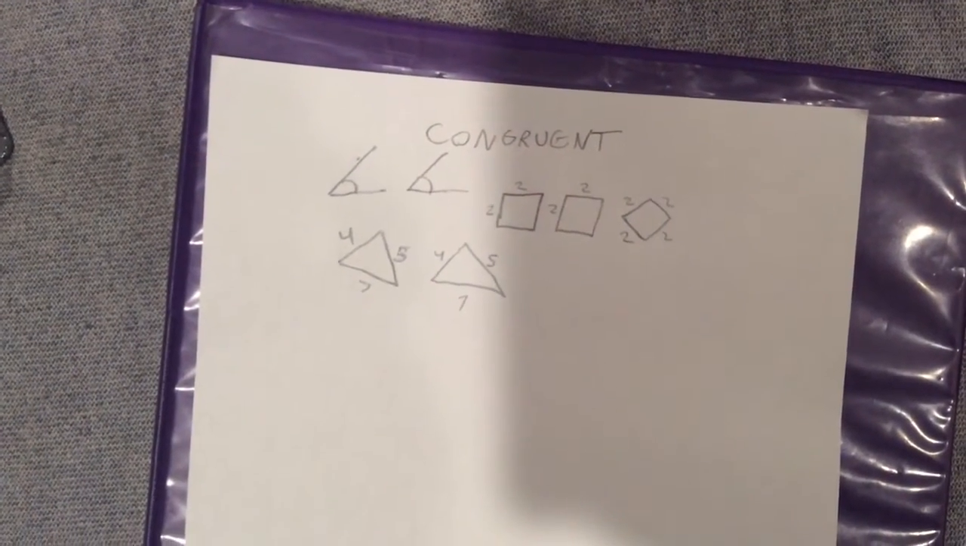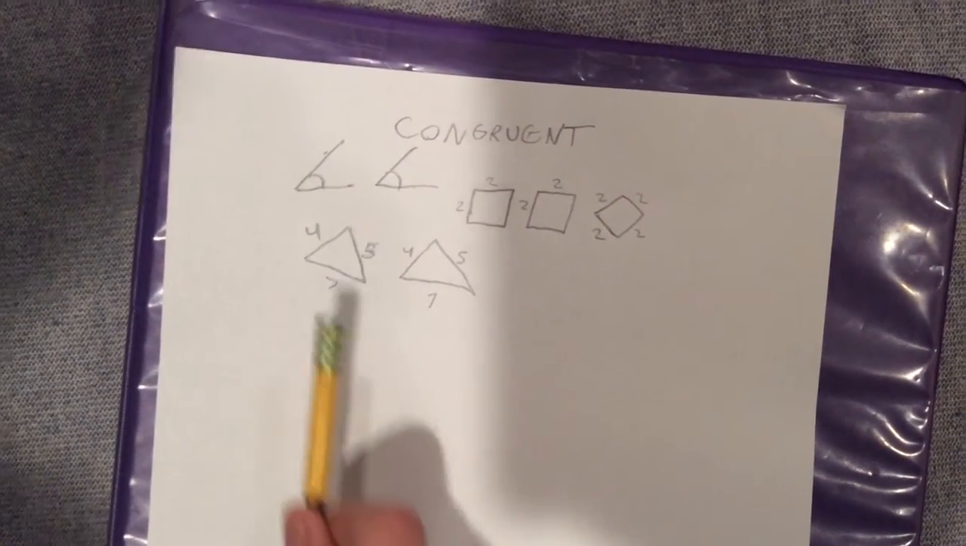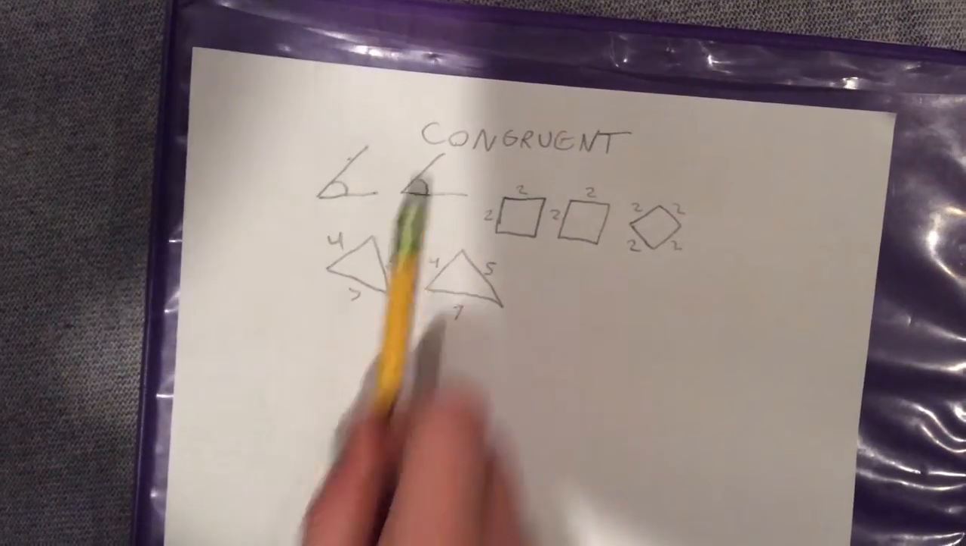This is Core Connections Geometry Chapter 2, Angles and Measurement. Congruent means that two things are equal. For example, this angle is equal to this angle.